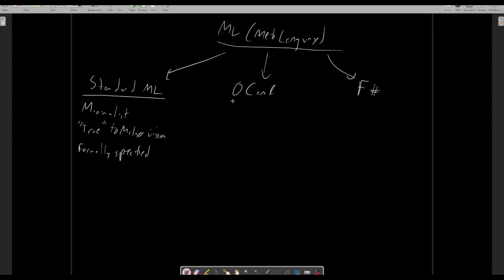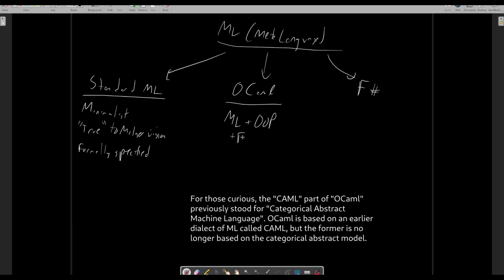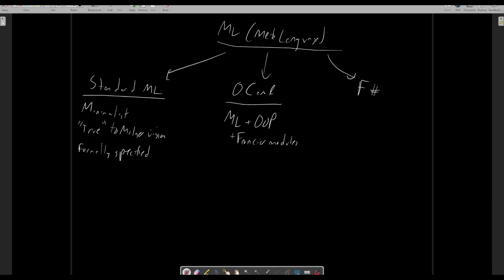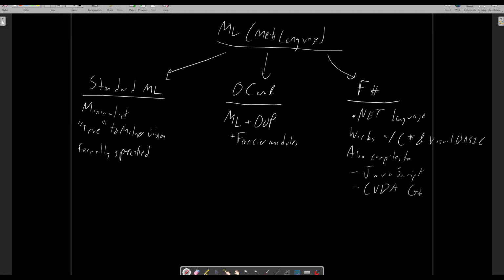OCaml, originally short for Objective Caml, is a natural extension of ML, which adds first-class modules, an object orientation system based on structural records, and a lot of quality-of-life syntax and semantic features. F# is an ML dialect whose primary goal originally was compatibility with the .NET ecosystem, which includes C# and Visual Basic, though modern F# can also compile to JavaScript and CUDA-accelerated GPU software. F#, being a .NET language originally, comes with an object orientation system heavily inspired by C#.